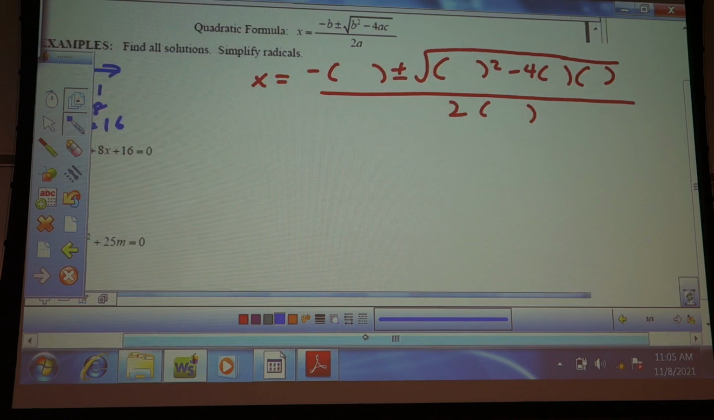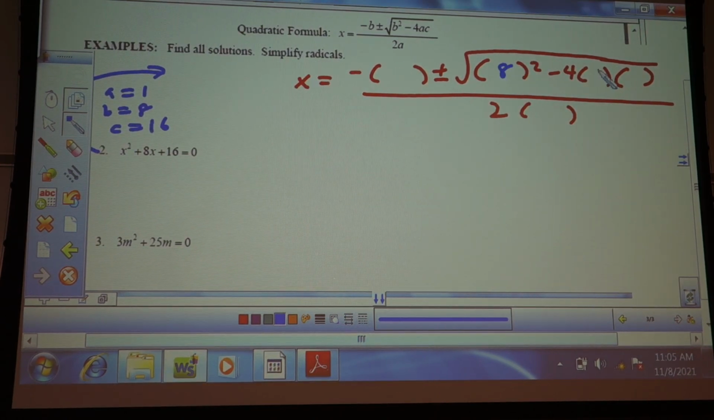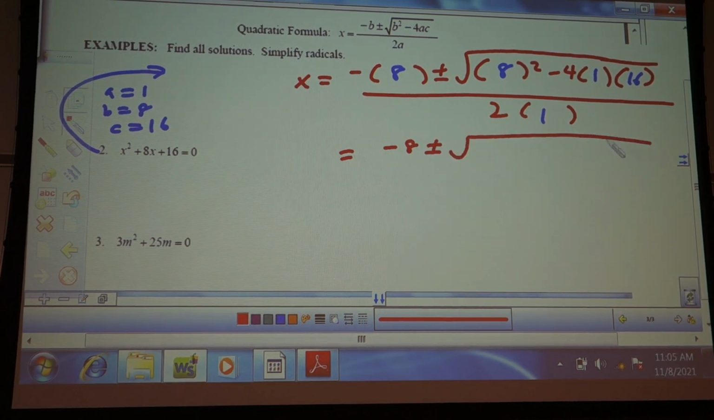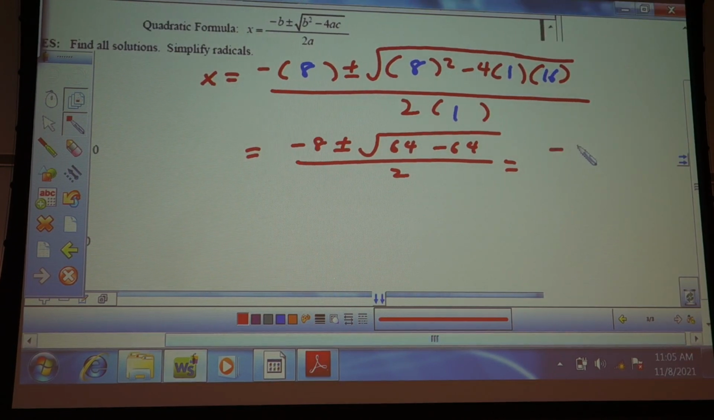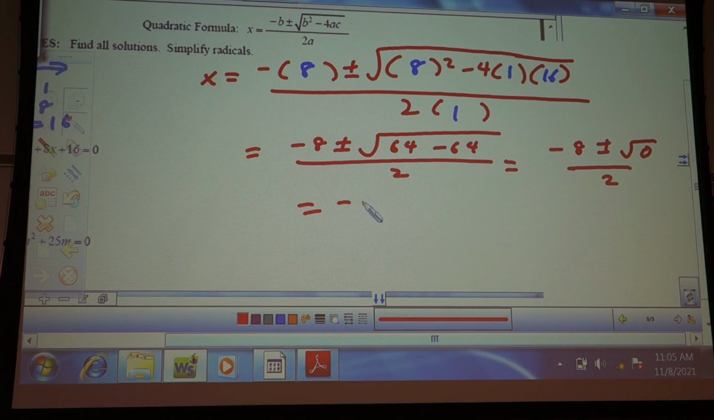So it's negative b. Where does b go? B goes here, 8, and it goes here. And a, 1, goes here and there, and then c, 16, goes there. And then simplify. So negative 8 plus or minus the square root of 8 squared, which is 64, minus 4 times 1 times 16, which is minus 64, all over 2. Well, 64 minus 64 is just 0, so that becomes negative 8 plus or minus 0. Everyone on board with the square root of 0 being 0? So it just becomes negative 8 over 2, which is negative 4. So there's only one solution.